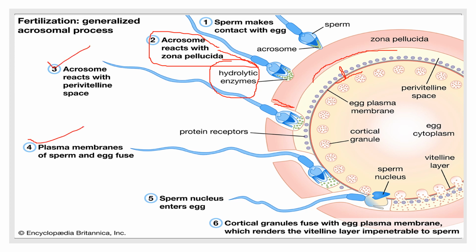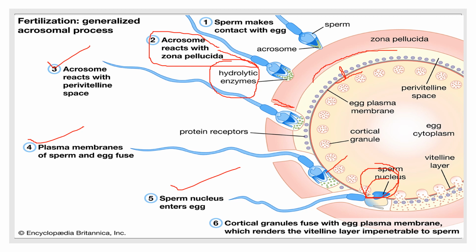Step number 4: the plasma membrane of the sperm and the plasma membrane of the ovum will fuse together. When the fusion is done, the sperm nucleus will enter within the ovum. Once one sperm has entered the ovum, the entry of other sperm has to be prevented. In order to prevent polyspermia, the cortical granules will fuse with the egg plasma membrane and form an impermeable barrier. So these are the steps.